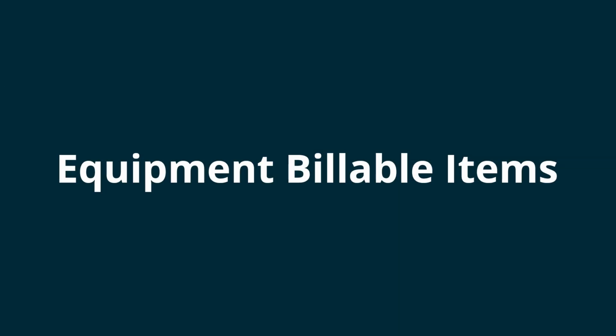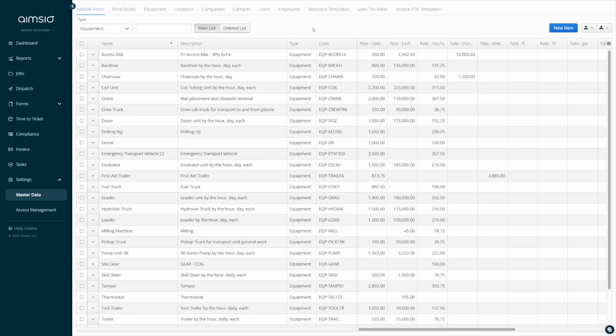Equipment billable items are handled in a similar way. Accounts will charge clients for the type of equipment used, like a crew truck, but they may also manage a fleet of their own crew trucks.